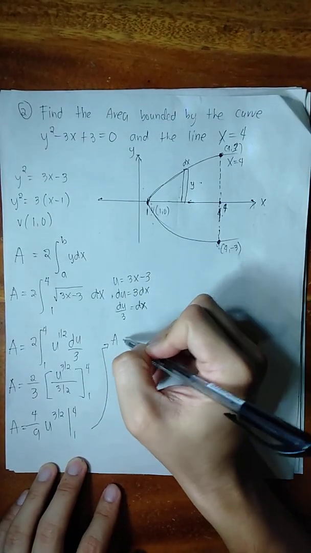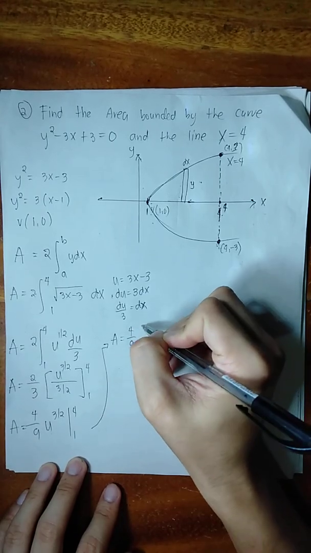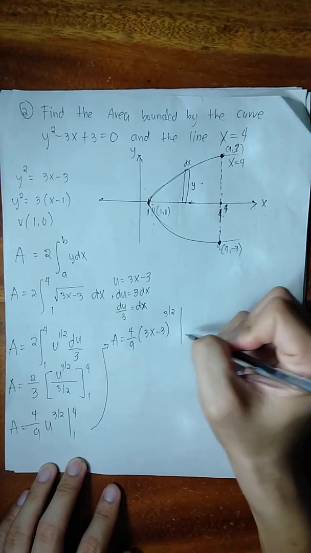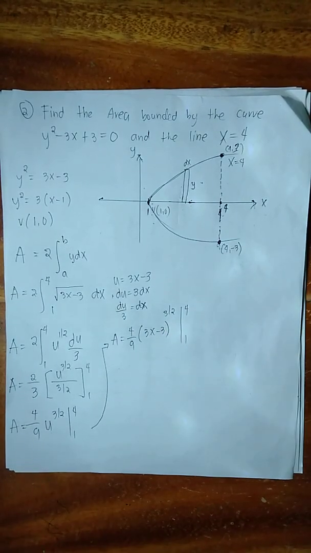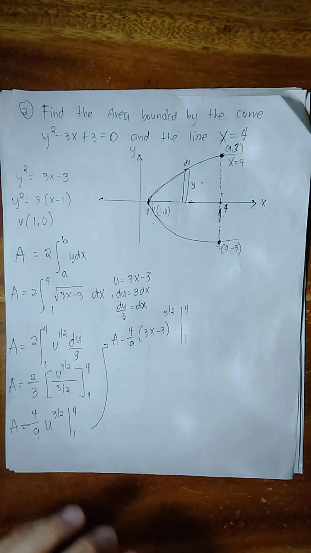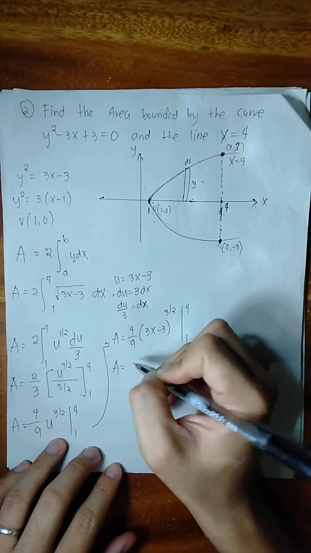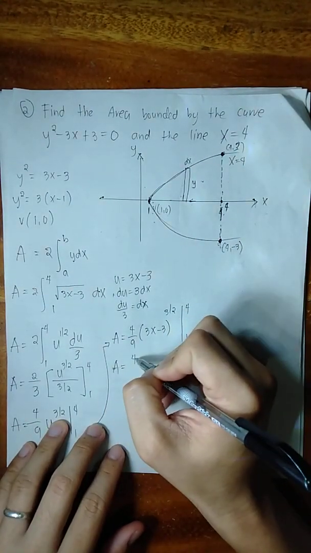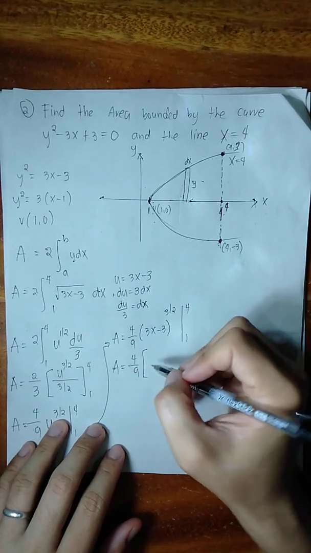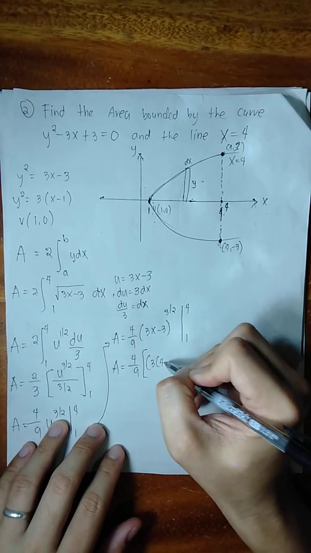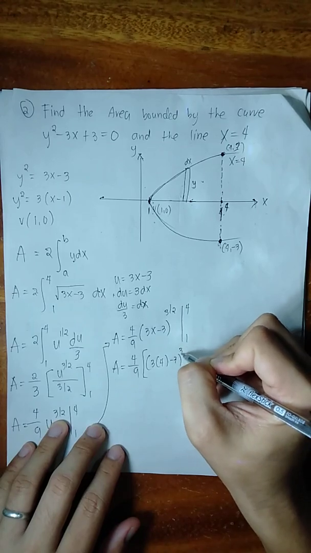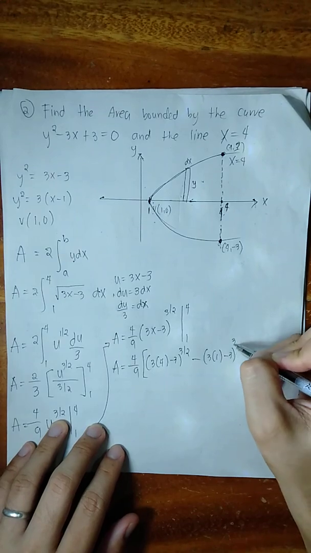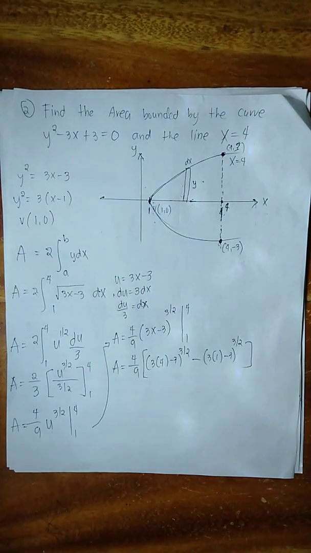So, area is 4 over 9. So, yung u mo, which is 3x minus 3 raised to 3 halves from 1 to 4. So, yan. Pwede mo na ngayon ipalit sa loob yan. So, substitute mo. So, area is equals to 4 over 9, quantity, 3 times 4 minus 3 raised to 3 halves minus 3 times 1 minus 3 raised to 3 halves, close bracket. So, ayun na.